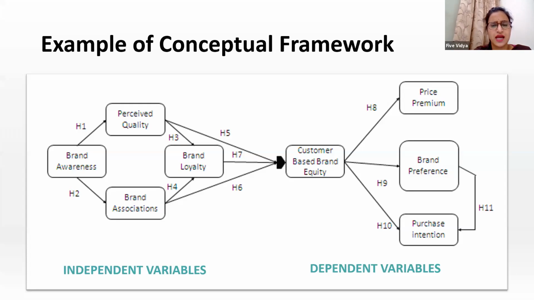Conceptual framework and hypothesis you can still ignore while developing a research proposal, because in a research proposal we are mainly focusing on the research topic, objectives, and the methodologies. If you want, you can include the conceptual framework, but if you don't want, you can skip this part. But research gap is most important in a research proposal as well.